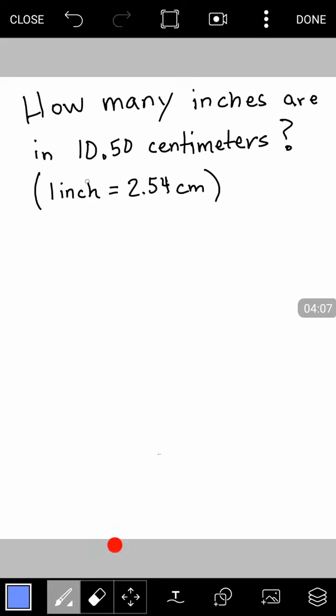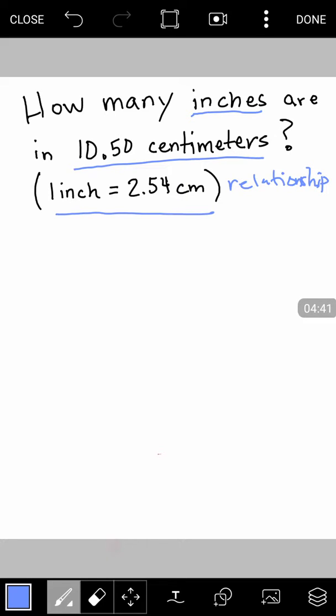We are given 10.50 centimeters. That's what we have. I have 10.50 centimeters. The unknown is how many inches are in that. So your unknown unit is inches. The given unit was centimeters. So the relationship between inches and centimeters is what is given to you in parentheses. 1 inch is 2.54 centimeters. That's your relationship. So your relationship is what's going to tie one thing to the other. And that's what step 1 is saying.